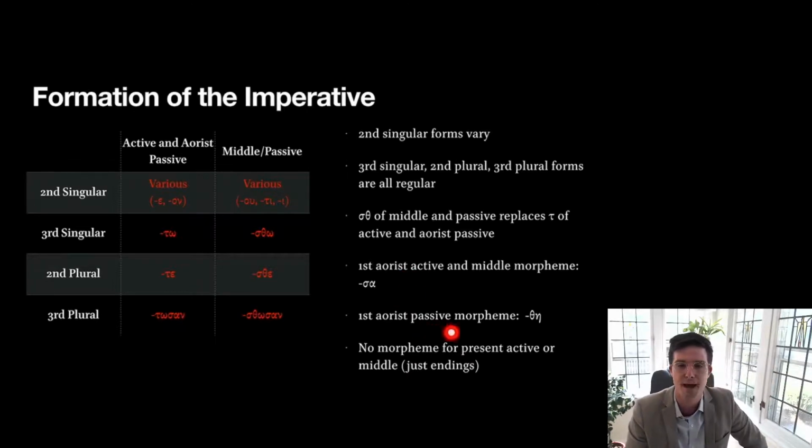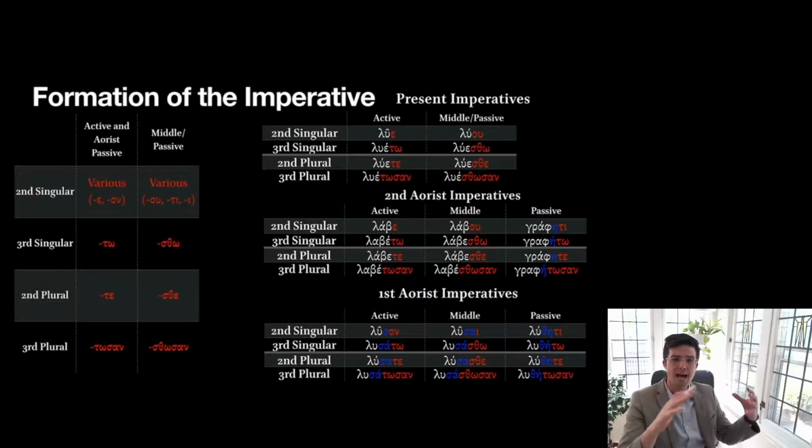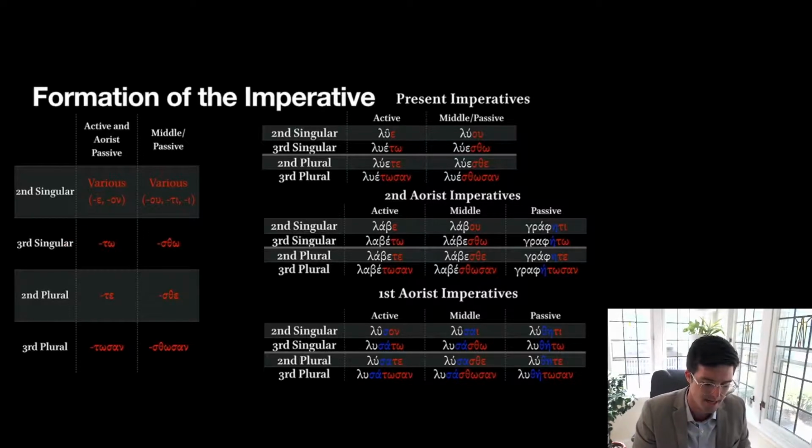And then the first aorist passive morpheme is going to be our theta eta, so that the theta eta, as it has also been in the other moods, is going to be our clue not only to the passive, but specifically to the aorist. And then no morpheme is going to be used for present active or middle forms. With those, you're just going to have the ending added on without anything else applied there to form it. So this is how it looks when we move these endings over to our different paradigms.